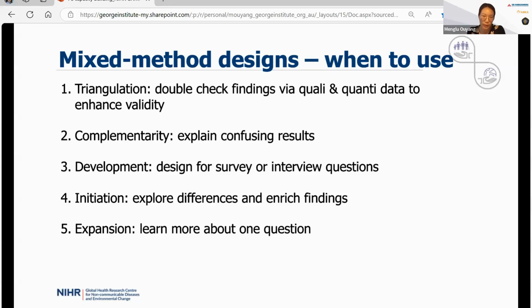Mixed methods research can also help us explore differences and make the findings more applicable and enriched. And it can help us learn more about just one topic.